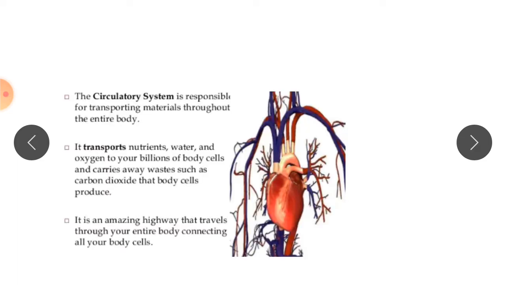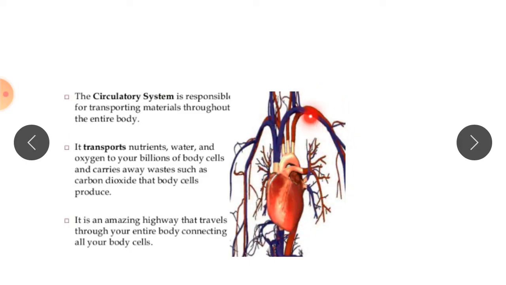Students, today we'll start the second topic of the human body. That was unit number 1. And the name of the second topic is the circulatory system. Here you can see the heart and all the arteries and veins.